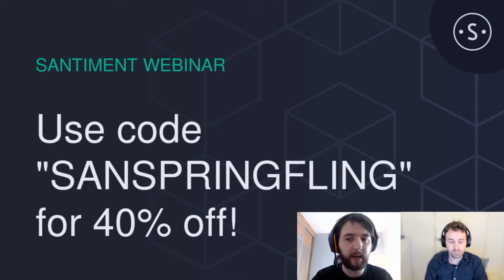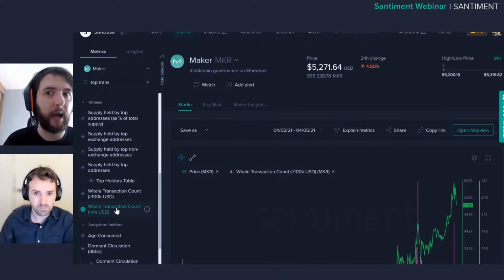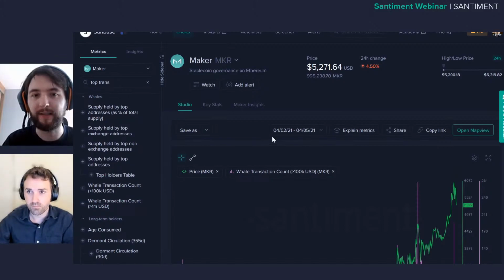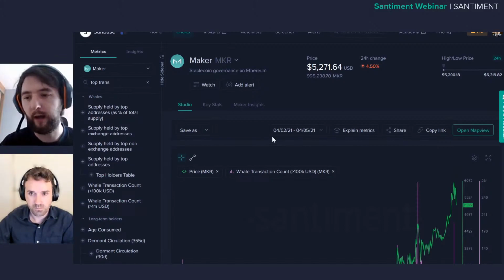Whereas for large caps like Uniswap, I think looking at whale transaction count where the threshold is higher, like $1 million and above, is probably more reliable. So Brian, anything to add here before we go into the second portion of our whale metrics?